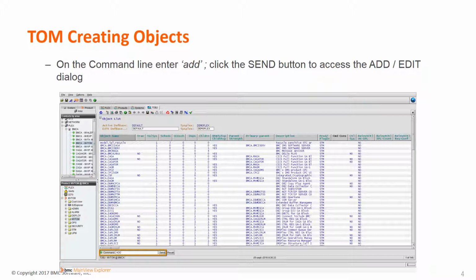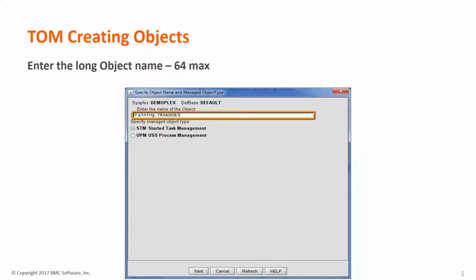Creating an object using the MainView Explorer interface is very similar to doing so in the 3270. In this case, we're going to type in add in the command box down at the bottom, and that will invoke the add edit dialog for TOM. After we do the add command, TOM is going to prompt us for the name of the object, and this is going to be the log name, which is typically going to have a system ID in it. And since this is a started task, we're going to select STM, then we'll click Next down at the bottom.